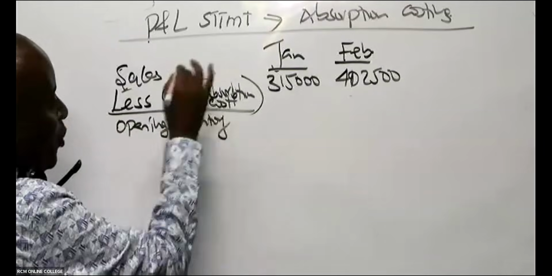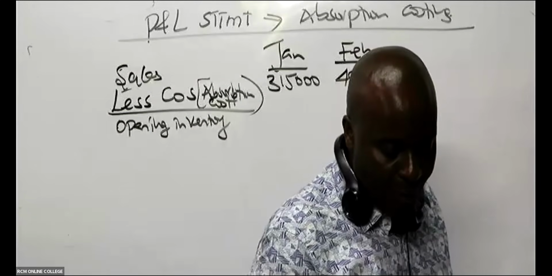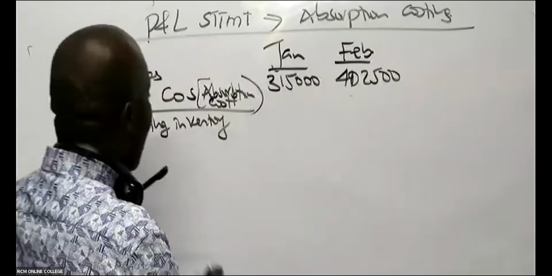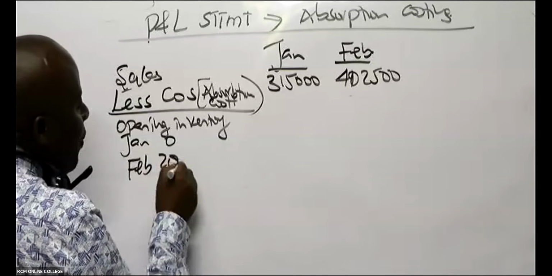Opening inventory. If you look at this, in the month of January, we produced 11,000 and we only sold 9,000. So opening inventory is 0, isn't it? But for February, you gave me an opening inventory of 2,000. So January opening inventory is 0, but February opening inventory is 2,000.